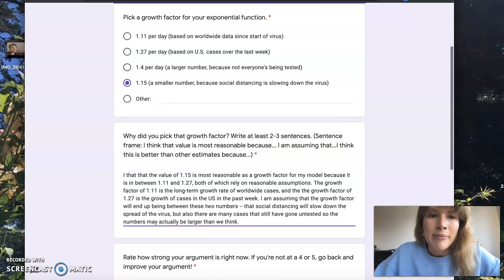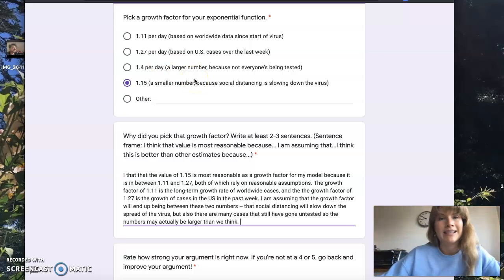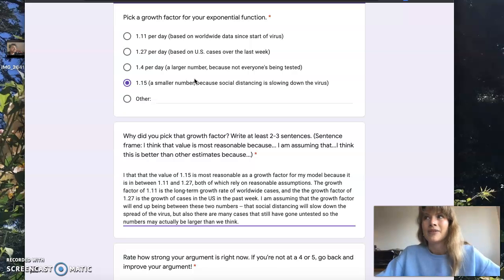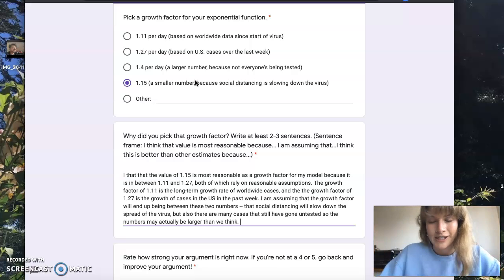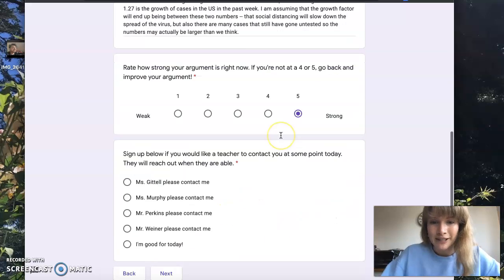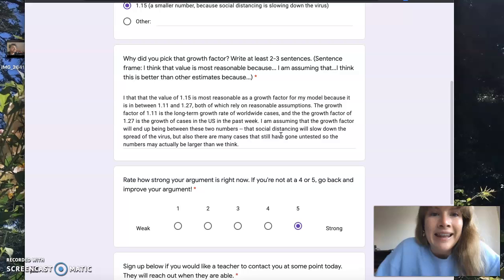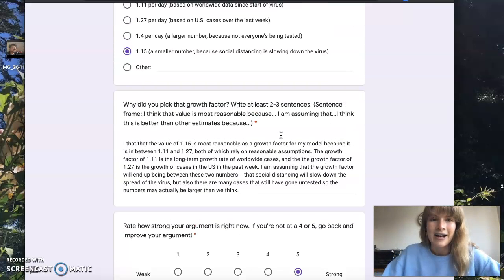Okay, so basically I picked the number that was in between the lowest and the highest because I think both things are true. I think social distancing is slowing down the virus, but at the same time, there might be more cases than we even know. So I'm choosing kind of a balanced argument that's halfway between the two extreme numbers. Okay, I think my argument's pretty strong. And that is the model of today's lesson.